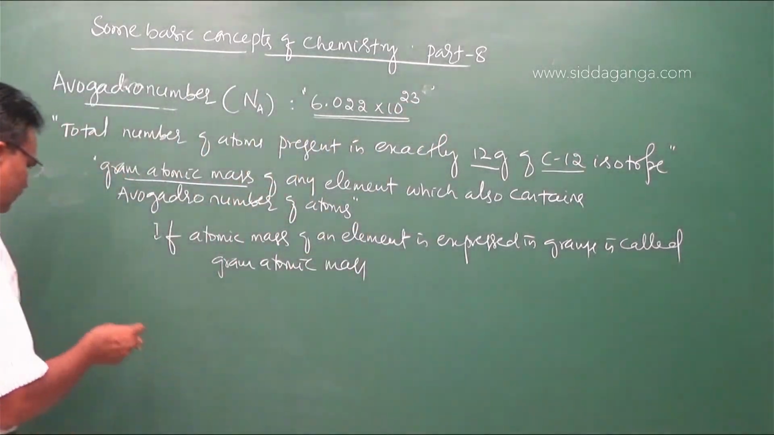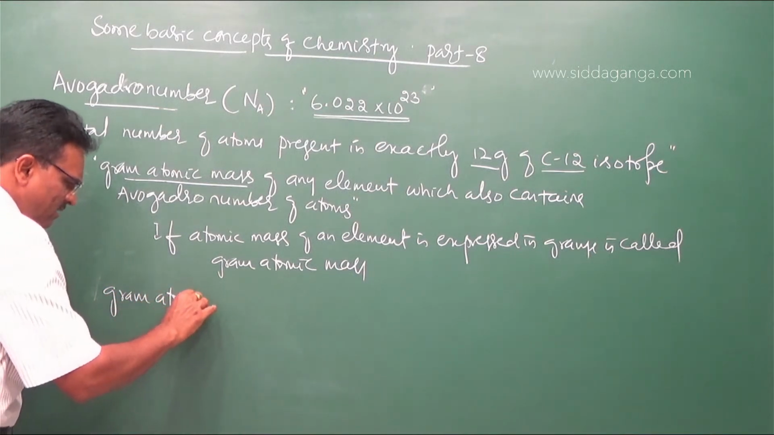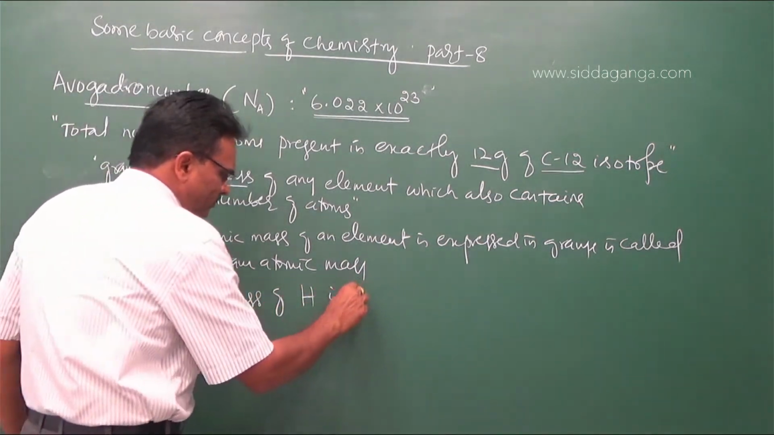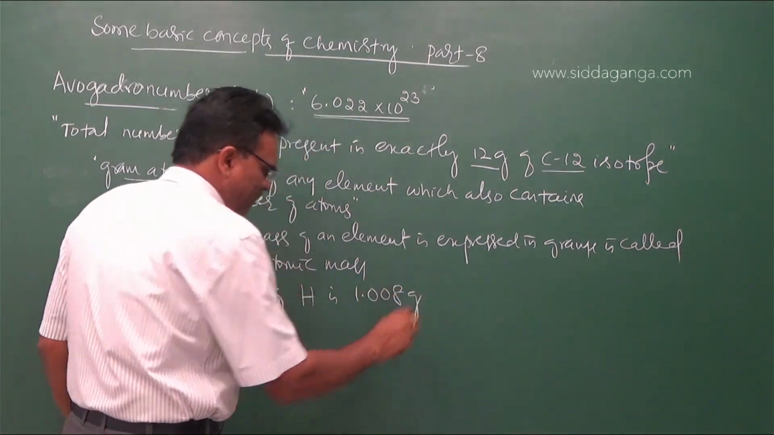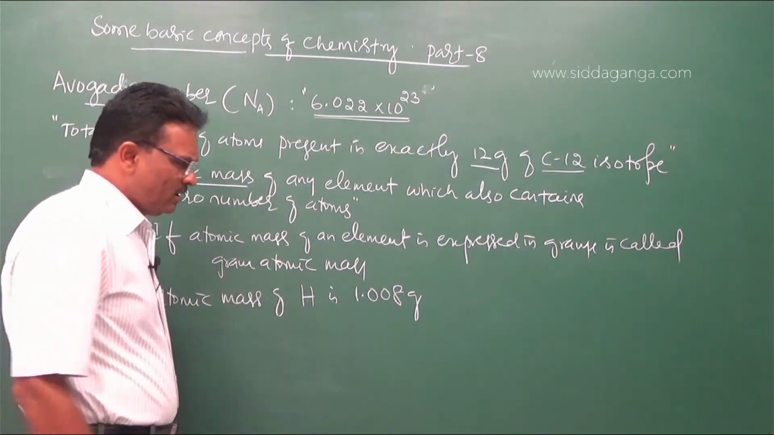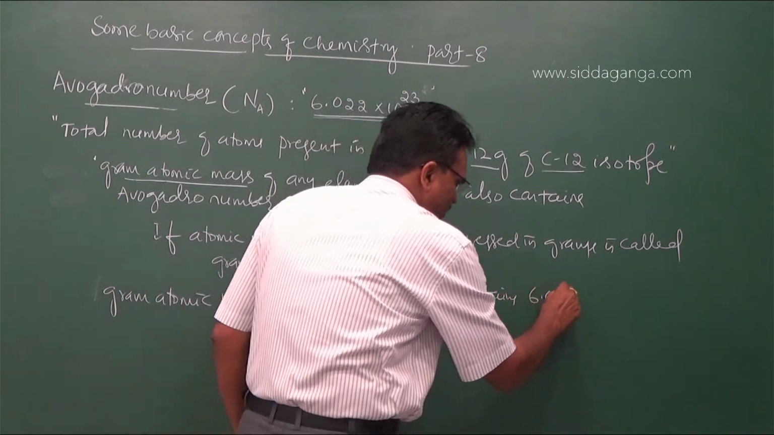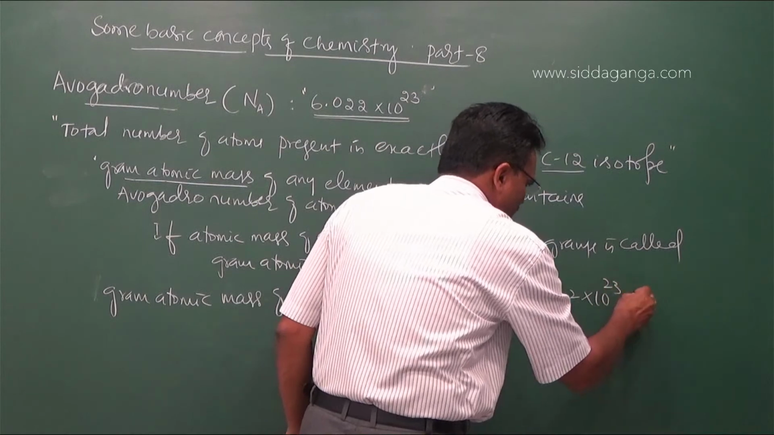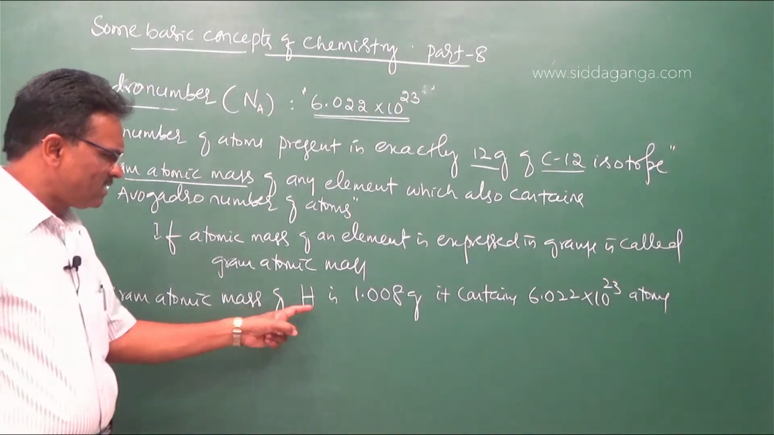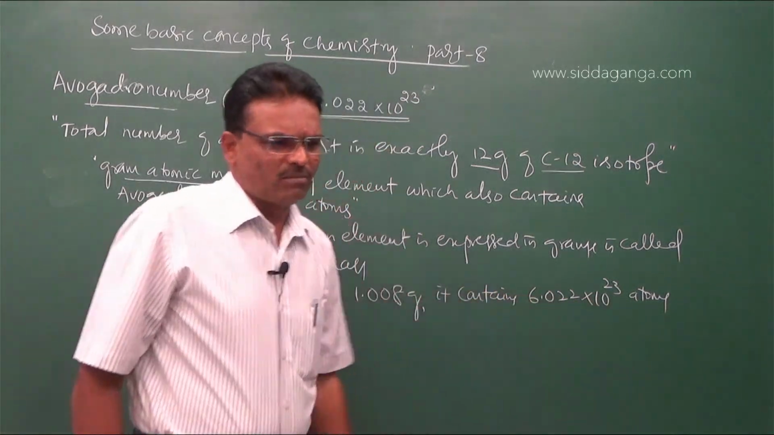So we know that gram atomic mass of hydrogen is 1.008 gram. Gram atomic mass of hydrogen is 1.008 gram. So it contains 6.022 into 10 to the power of 23 atoms. Clear? So gram atomic mass of hydrogen is 1.008 gram. It contains Avogadro number of atoms.